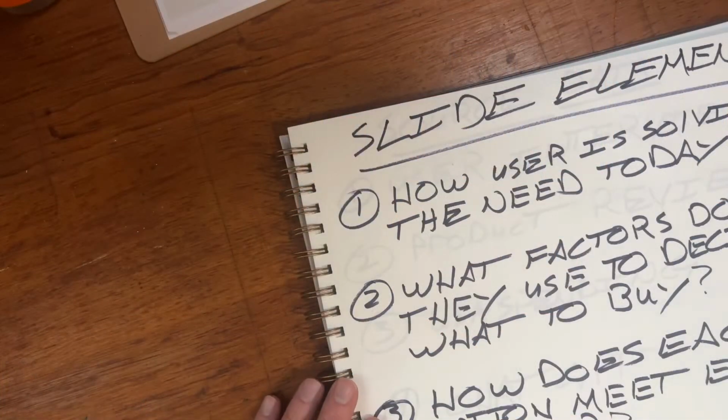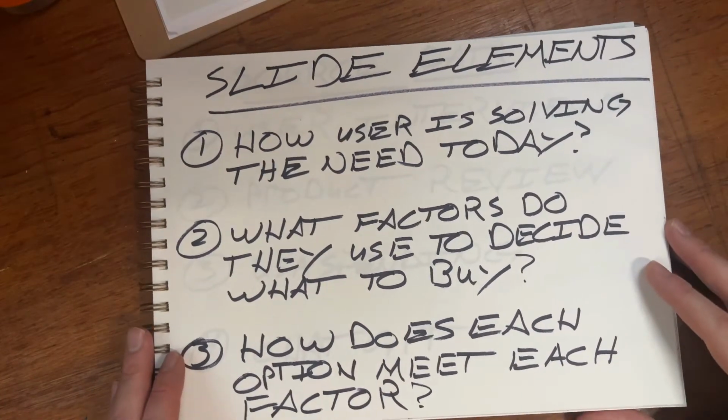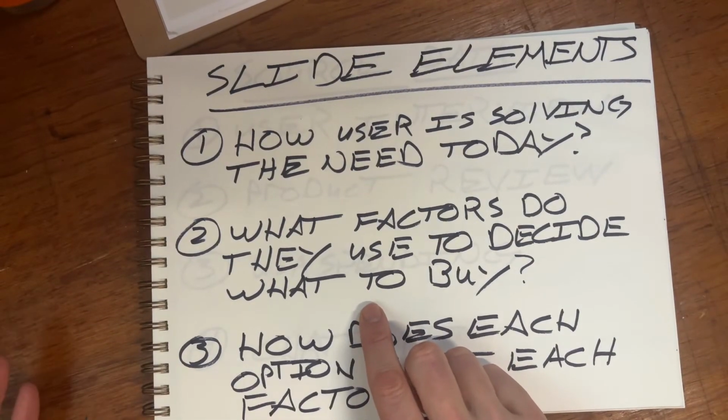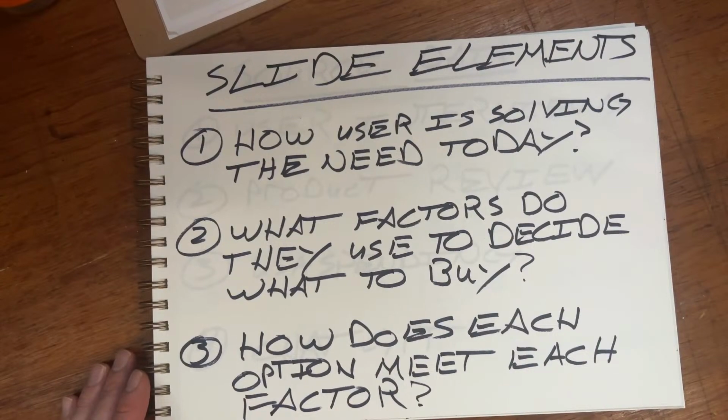Okay? So don't just limit yourself to listing out all the other startups in your space when you're making your competition list. Okay, cool. All right, so that's number one. Number two, what factors do they use to decide what to buy? All right. So looking back at our mock-up page here, this is what I'm talking about going across the top here.